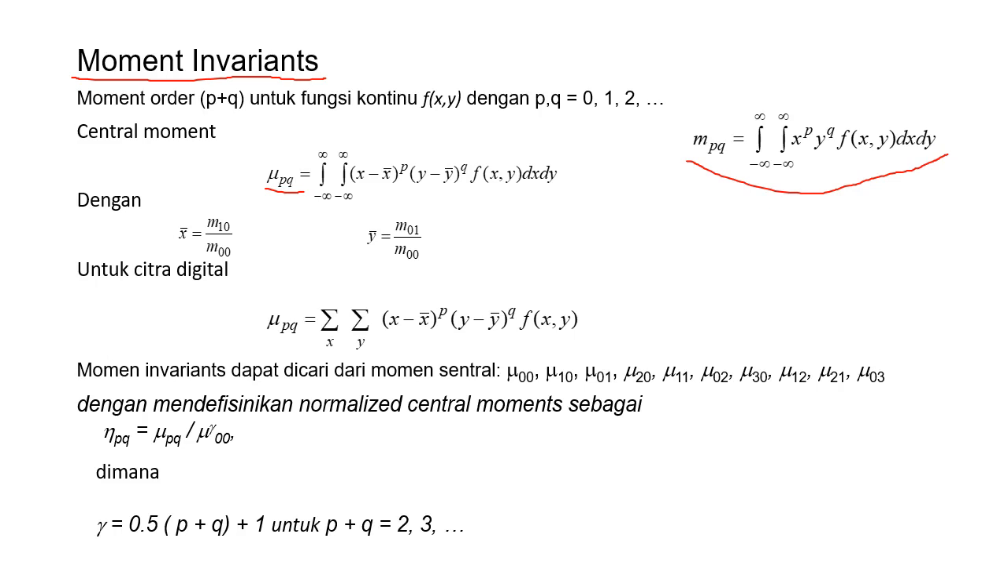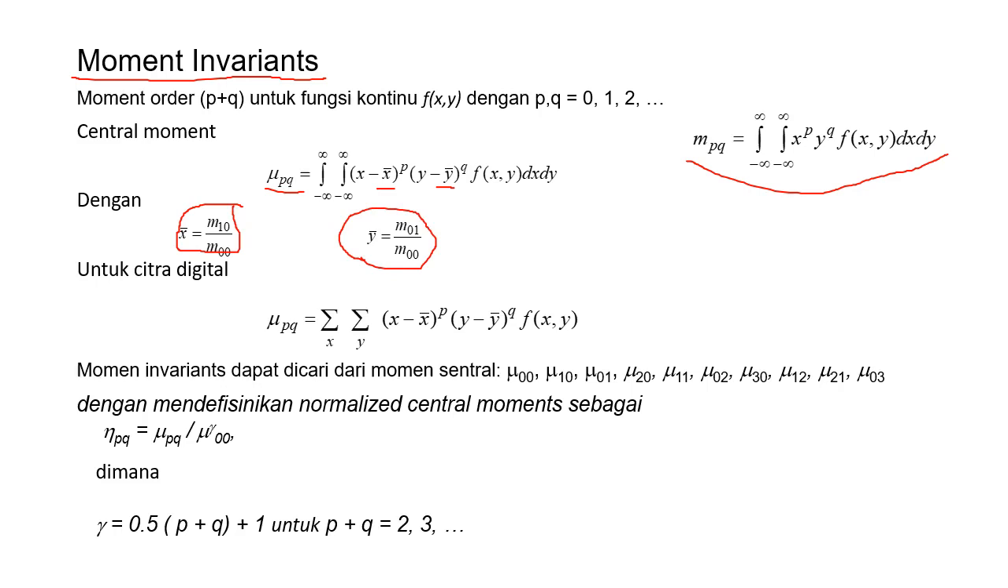Now, the central moment, and the difference is that there is a minus x average and minus y average, which means that we measure the moment from the center of the object itself. And then the x average is defined here also, which is simply the average coordinates.